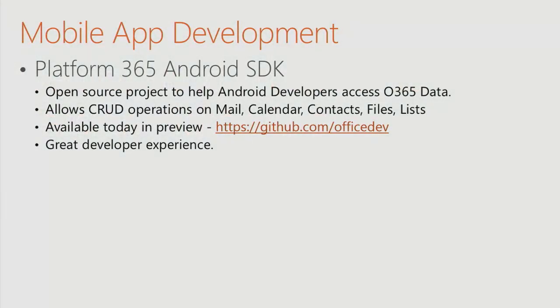So as I was mentioning, we want to make sure these REST APIs are available not only for Windows platforms. We want to make sure that people who are developing on various platforms like iOS and Android can also have a great development experience when they try to use our REST APIs. And for that, we had an open source project which helps Android developers who want to build against the whole Office 365 APIs. So not only mail, calendar, contacts, but also files, lists. You can go and download it today from preview in Office Dev from GitHub.